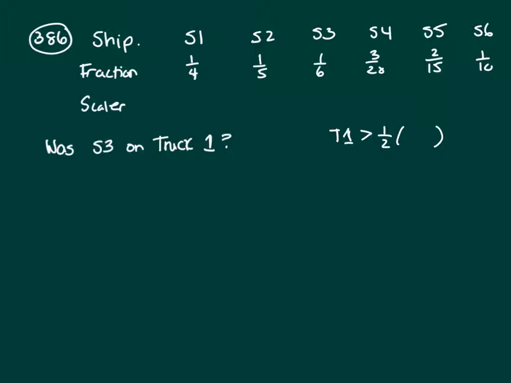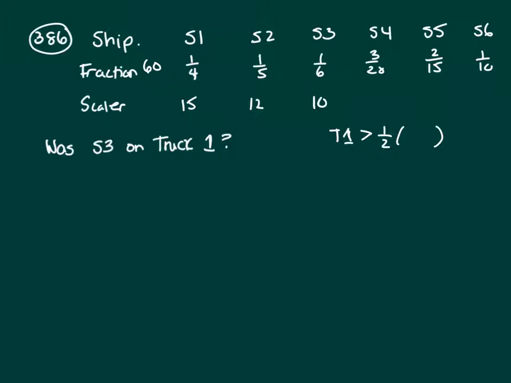The way you convert a fraction to a scalar, you look at all your fractions and you figure out what would be the least common denominator that each one of those fractions' denominators would go into, and it would be 60. So you multiply 60 times 1/4. 60 times 1/4 is 15. And then the next one would be a 12. The next one will be a 10.